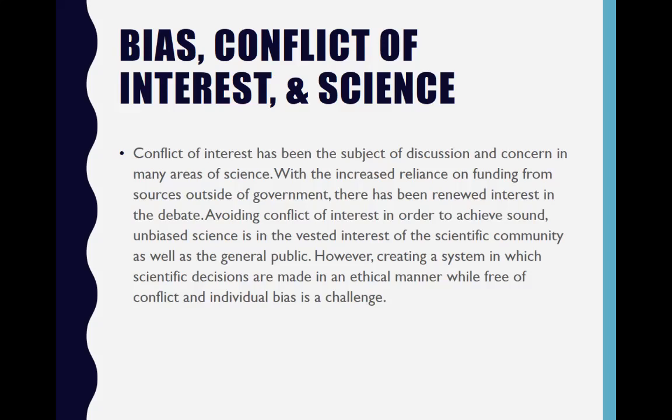So in science, we make a very concerted effort to try avoiding conflict of interest in order to achieve sound, unbiased results. This is in the vested interest of the scientific community as well as the general public. The less we're reading into the data or trying to put a particular spin on the data, the more reliable it is and the more quickly we're likely to get to an accurate outcome. However, creating a system in which scientific decisions are made in an ethical manner, because we do still have beliefs, we do still have values, while free of conflict and individual bias, is challenging.